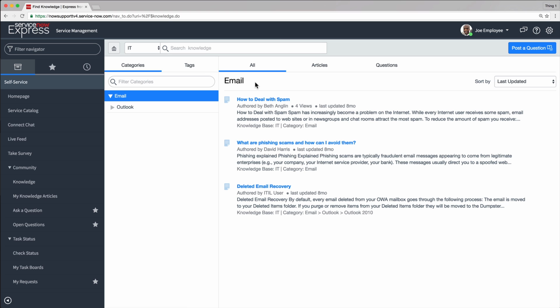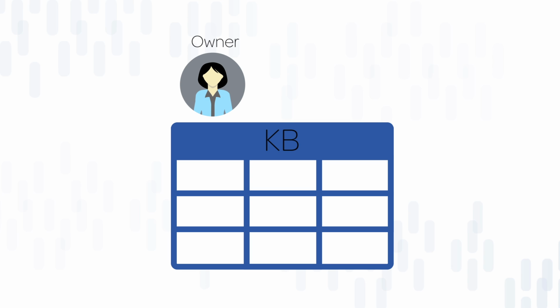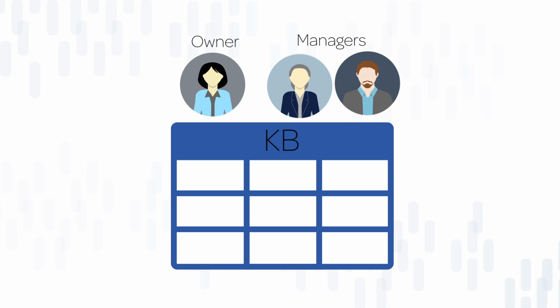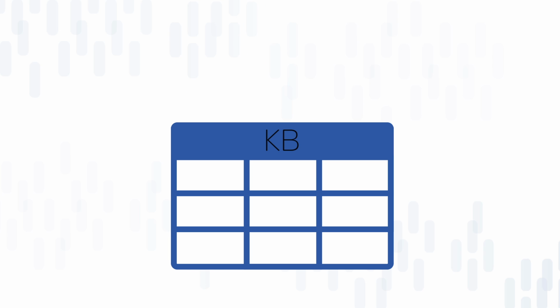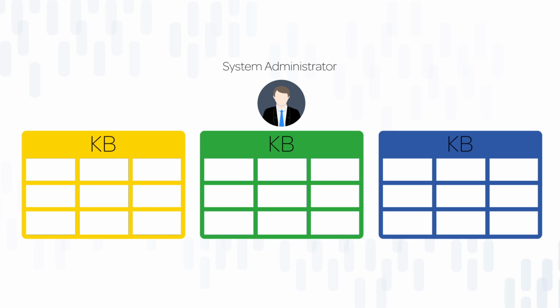KB articles are organized in categories and subcategories defined by the KB owner or manager. Users can search KBs to find specific information. Each KB has an owner and optionally one or more managers who manage its content and characteristics and monitor its use. As the system administrator, you define certain characteristics of all KBs in your system and create new KBs. This video will get you started.